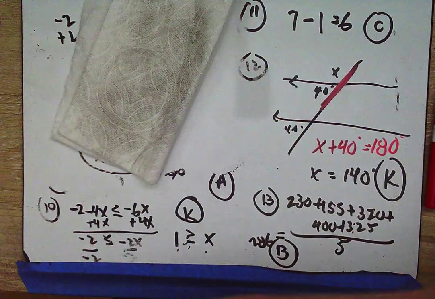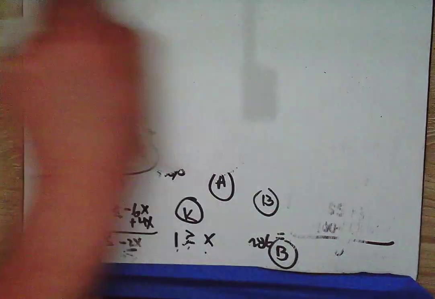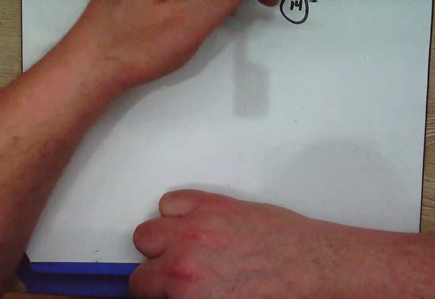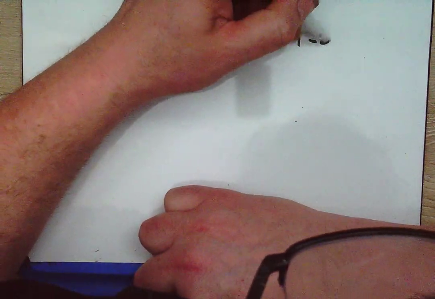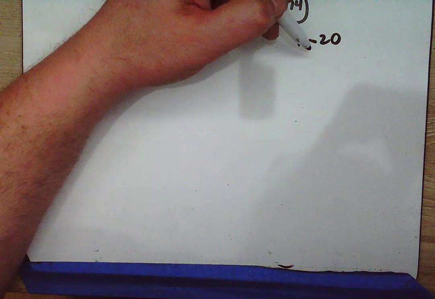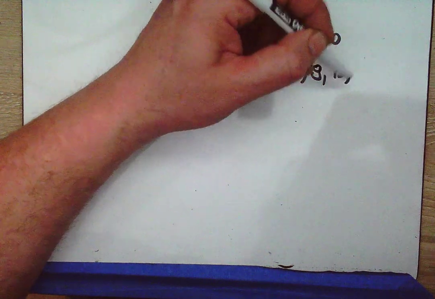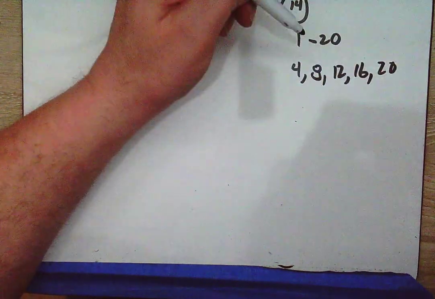14. Let's take a look at 14. 14 says 20 small squares of paper are numbered 1 to 20. If Egan randomly selects one piece of paper, what's the probability that he'll select a multiple of 4? Well, if the papers go from 1 to 20, which of those numbers are multiples of 4? We'd have 4, we'd have 8, we'd have 12, 16, and 20.